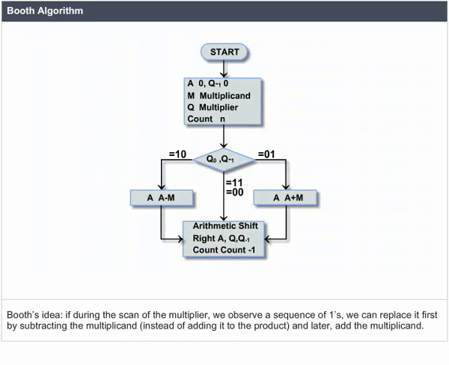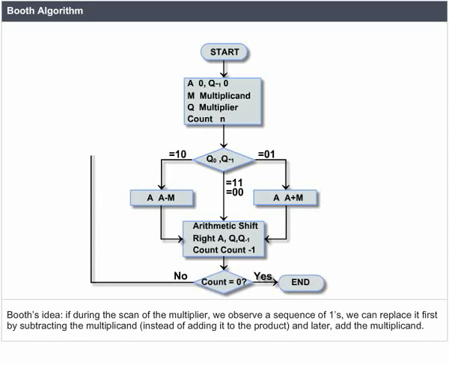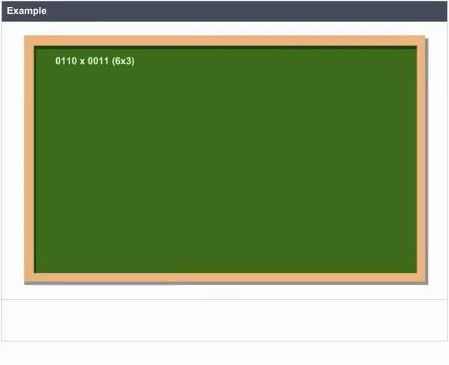Booth's idea: if during the scan of the multiplier we observe a sequence of ones, we can replace it first by subtracting the multiplicand instead of adding it to the product, and later add the multiplicand. Example: 0110 multiplied by 0011, 6 times 3. This can be done by 8 minus 2 times 3 as well, or 1000 minus 0010 multiplied by 0011 using 8-bit words.